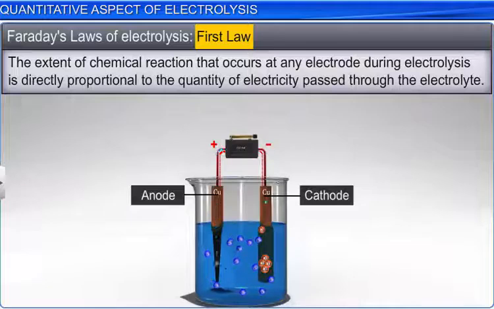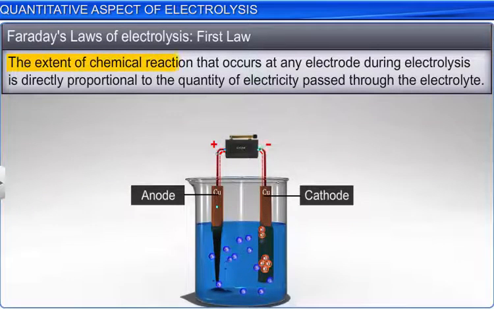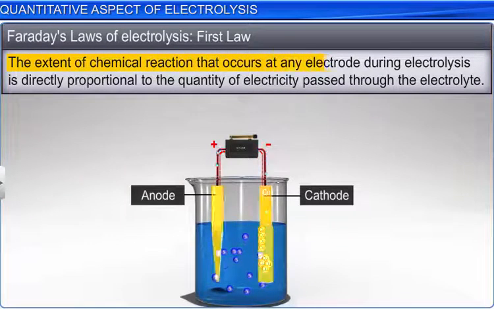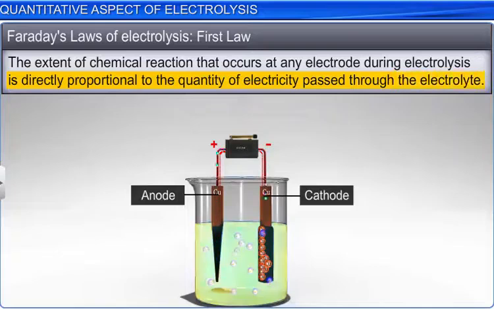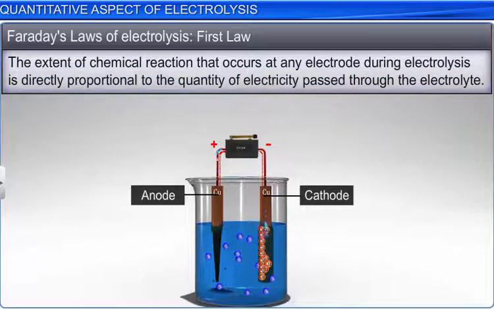The electrolyte may be molten or in an aqueous solution. In other words, the mass of an element that deposits at an electrode during electrolysis is proportional to Q, the total amount of electricity passed through the cell.